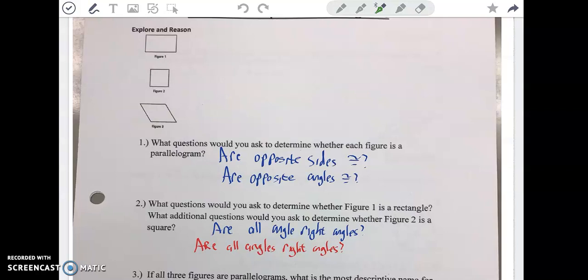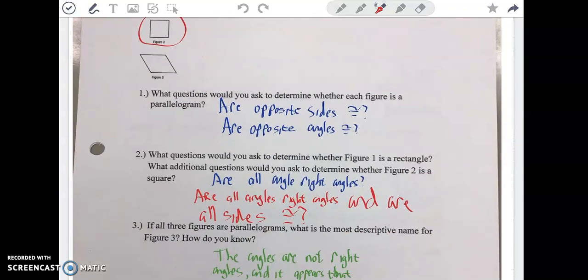Well, in figure 1, are all of them right? Are all the angles right angles? They have to be in order for them to be a rectangle. Also, for it to be a square, it has to be, are they all right angles? And are all sides congruent? In order for it to be the square, those properties must fit in order for that to be a square for the second figure.